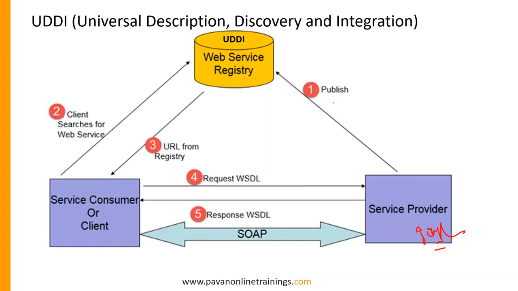That's called publishing. Now, as a consumer, as a client, what do I have to do? I have to request this UDDI. So the client searches for the web service. We have to search for the web service in the UDDI and get the URL from the registry. There will be some XML files available. So we get the URL from the registry, and based upon the URL or XML, we send the request to the service provider using WSDL. And then we will get the response in WSDL, again an XML file. So here request and response will always happen in the WSDL format.